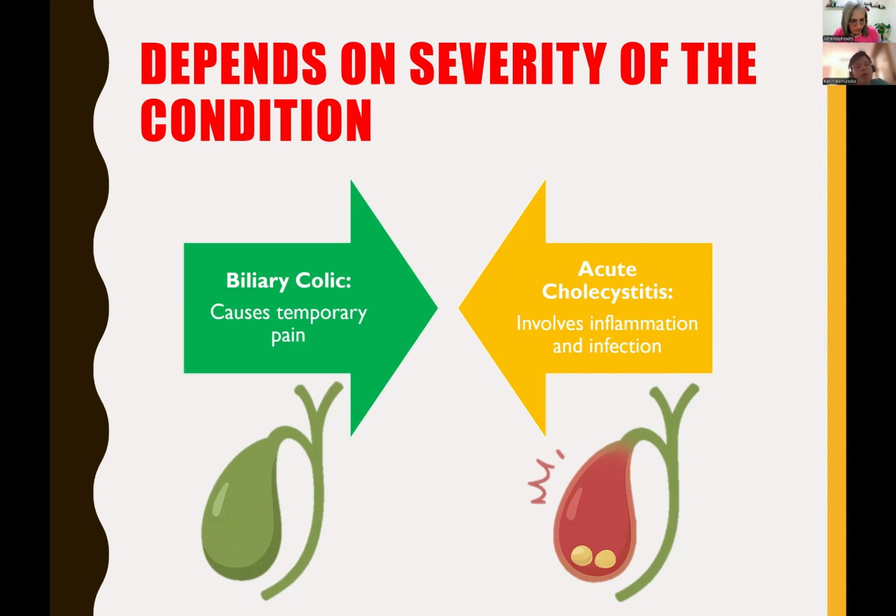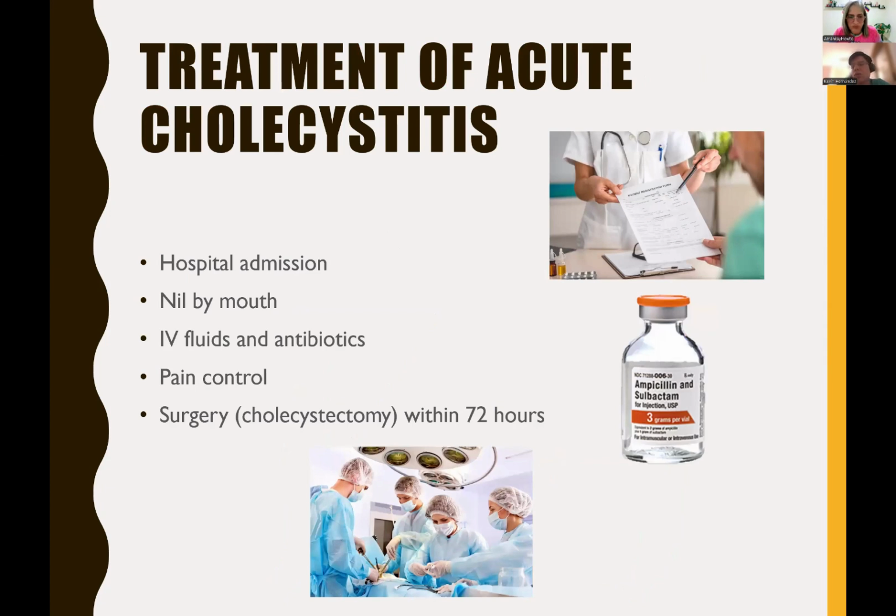So the treatment for acute cholecystitis is, first of all, a hospital admission because it's something urgent. Nil by mouth. What is nil by mouth? It's not eating or not drinking. It's a medical term to describe not eating or not drinking for the patients. Then IV fluids and antibiotics. For example, ampicillin-sulbactam is a common antibiotic. Pain control through an intravenous line and cholecystectomy surgery within 72 hours because it's something urgent and needs prompt care.